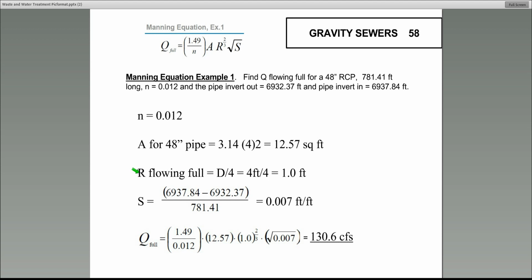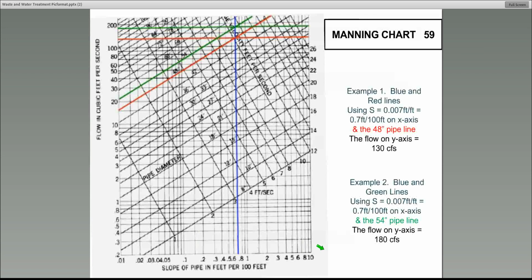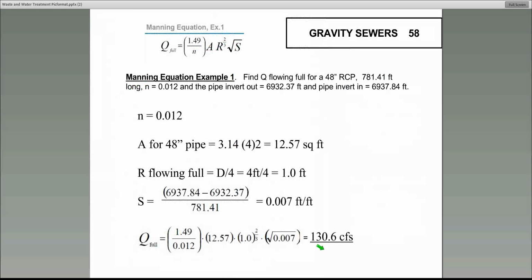And R flowing full, D over 4, is 1 foot, and for S, take the difference in elevation over the length, and you get a 0.007 feet per foot slope. Plug this into the formula, and you get 130.6 CFS. Now you can also do this graphically, where we had a slope of 0.007 feet per foot.